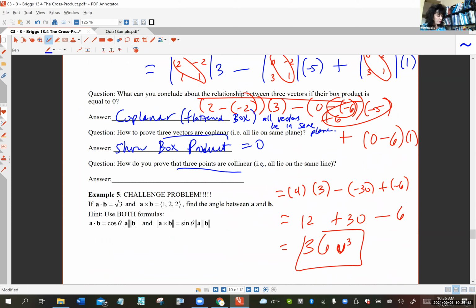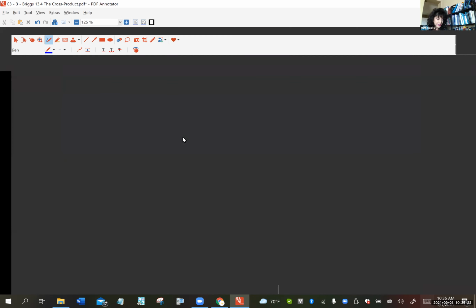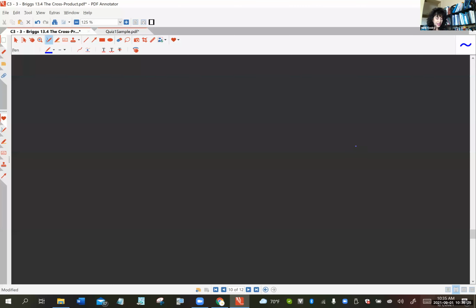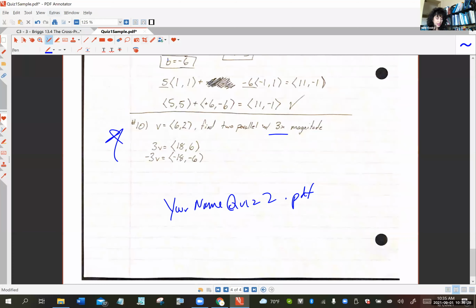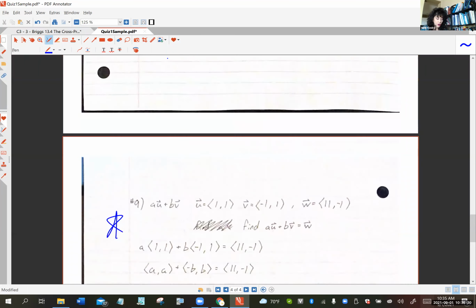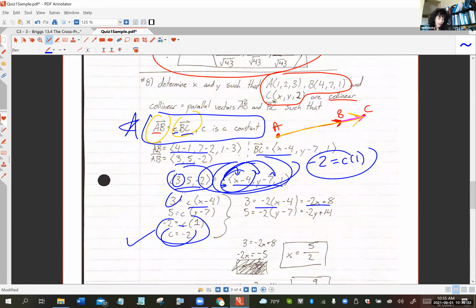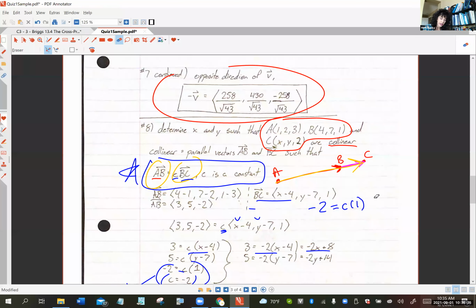How do you prove that 3 points are collinear? You just had a quiz with that. So one way to do it is the way that I showed you when we were looking at this student's work, which they did a very nice job here. So one way to show collinear is to show that after forming vectors like AB, BC, or whatever, that one vector is a scalar multiple of the other, and then work it that way. That's one way, and that's totally legit.